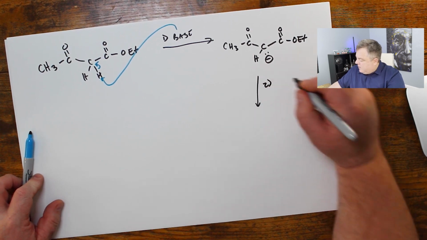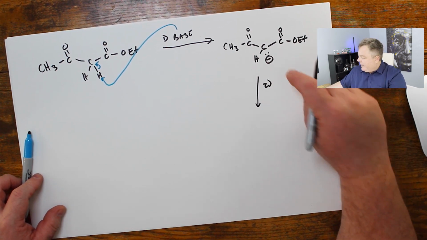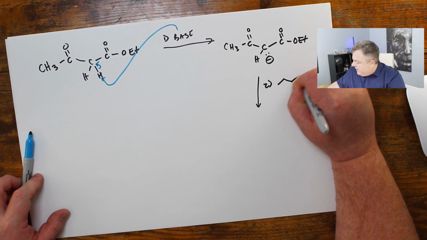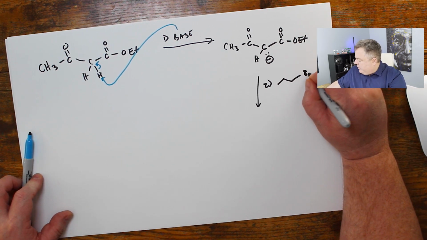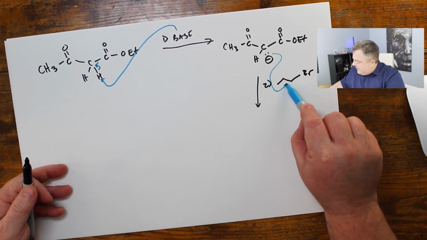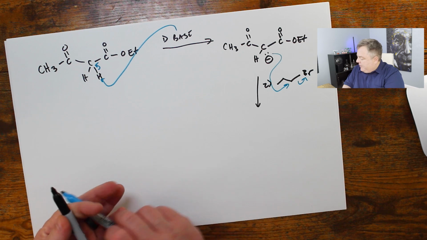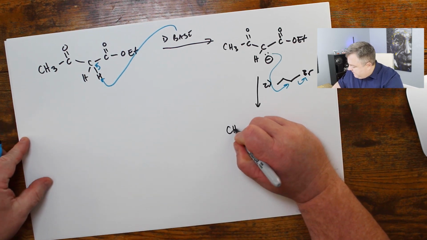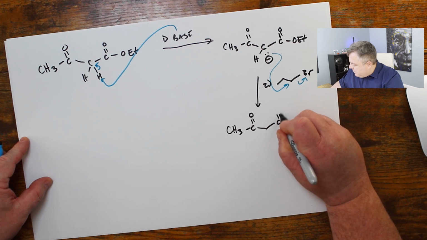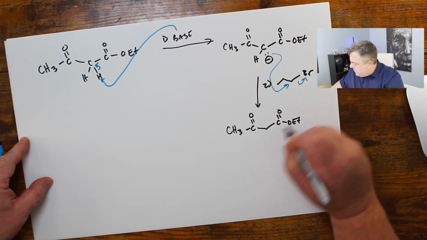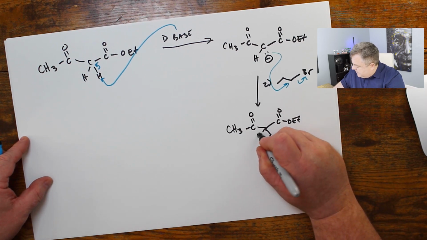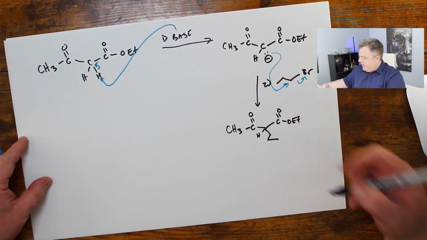Step 2, we're going to do an SN2 style reaction, and these enolates can do that. So let's add propyl with a good leaving group, propyl bromide. We backside attack, leaving group leaves. And there's one hydrogen and a propyl on there now.